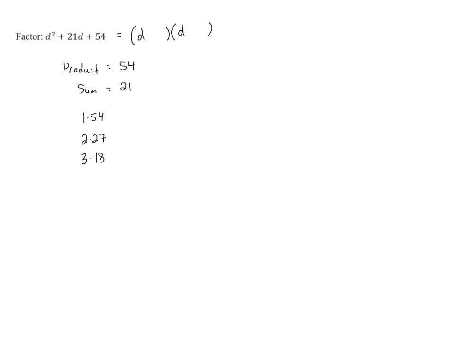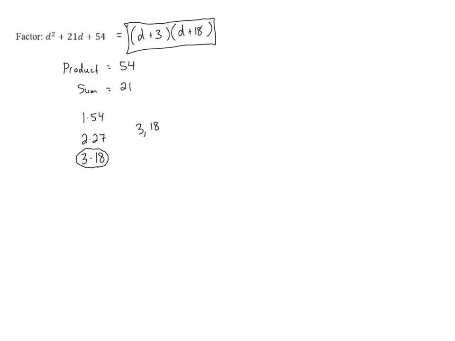54 divided by 3 is 18. And we can stop here because 3 plus 18 gives us the sum of 21 that we want. So we know that those numbers are 3 and 18, which means that the factorization is d plus 3 times d plus 18.